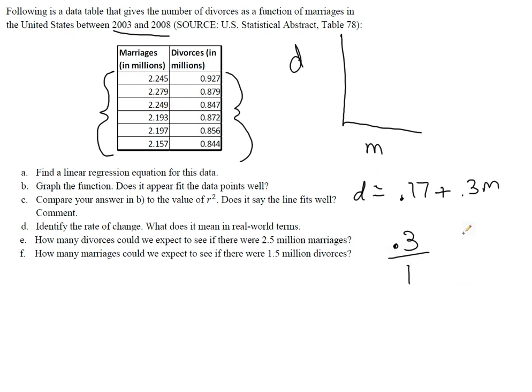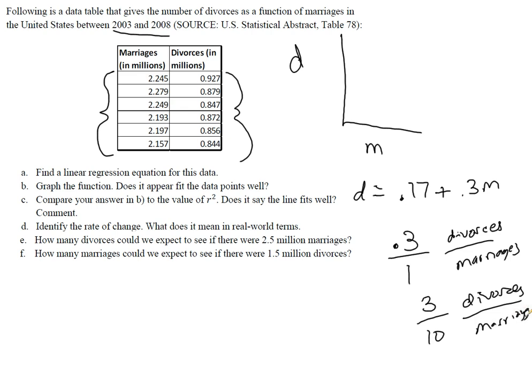Now, this is change in output over change in input, so this is divorces per marriages. That means there are 0.3 divorces for every 1 marriage. Well, that doesn't really make sense. Alternatively, that's the same thing as 3 divorces for every 10 marriages. So as marriages increase by 10, the number of divorces increases by 3.